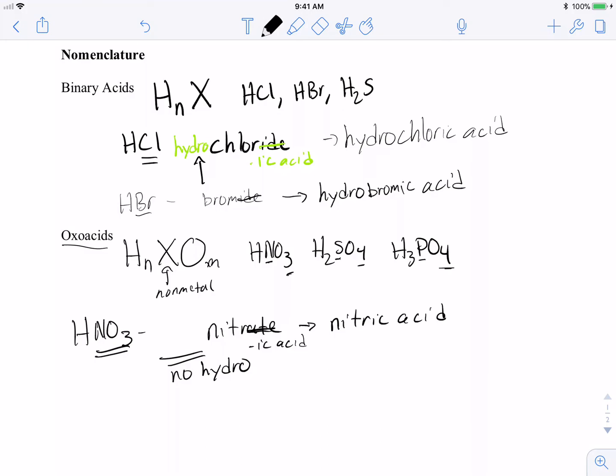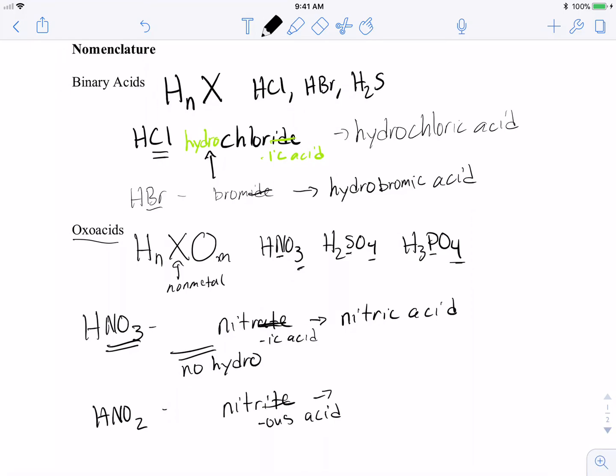And then if we have something similar, HNO2, well, this is the nitrite ion. If we have "ite", that "ite" becomes "ous" acid. And so this would be nitrous acid. Now we see, remember when we talk about naming, a name has to correspond to one compound. So we can't just generalize that we always make it "ic" acid, right? If it ends in "ate", that becomes "ic" acid, and if it ends in "ite", that becomes "ous" acid. So we're replacing the "ate" ending with "ic" acid, and the "ite" ending with "ous" acid.